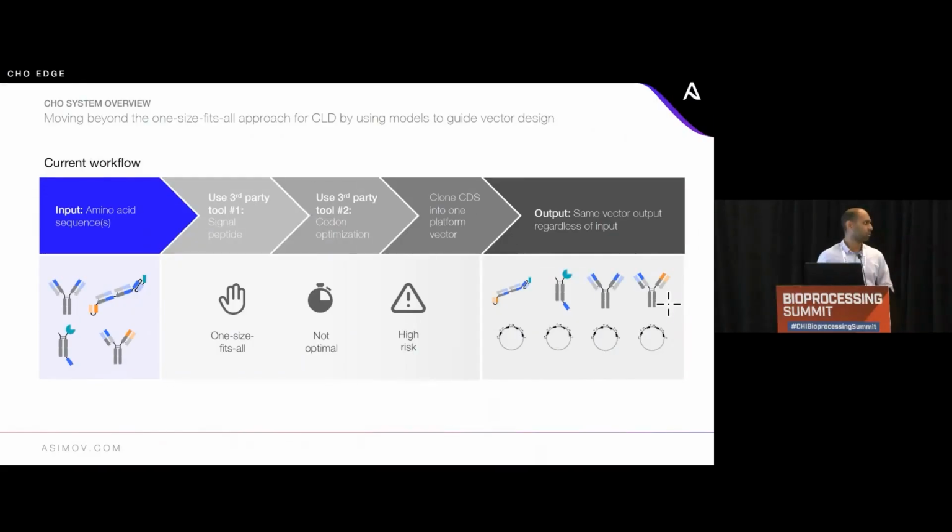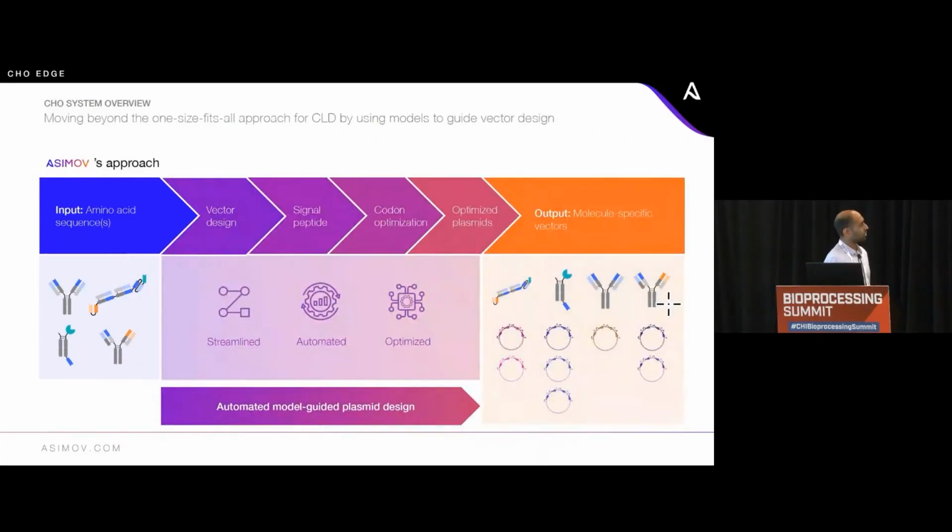And so at Asimov, we've thought a lot about how we can change this paradigm to a much more automated model-guided workflow. And that's what I'm showing here on this next slide, where we've kind of inverted the way we do the design, where we do the vector design, the signal peptide design, and the codon optimization in that order. But importantly, every single step is via models, and I'll show you how these work across these three steps on future slides. And the entire thing is automated, where you input a sequence into the computer, and the output is what we think are fairly optimal vectors on a per molecule basis.